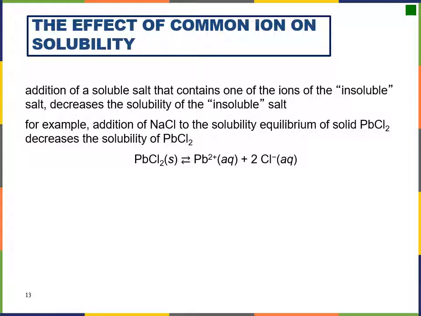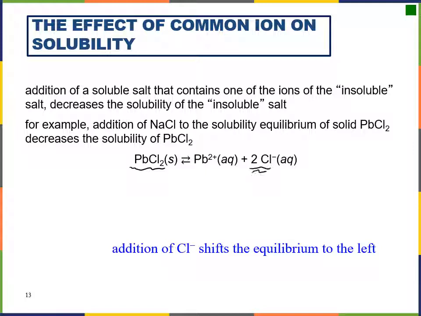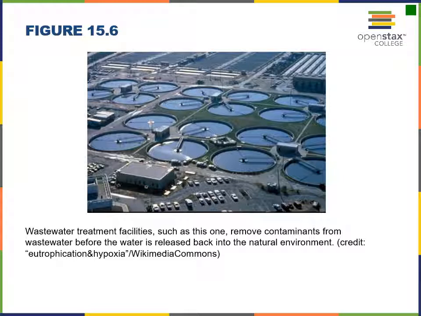If we take, for example, lead chloride, we look at its solubility. If we just start out with lead chloride, it's going to have a certain molar solubility. But if we add chloride, one of these products, we know that our reaction is going to shift back to the left and our molar solubility will decrease. So let's do some math. By the way, wastewater treatment does interesting things like remove contaminants as a function of its solubility.